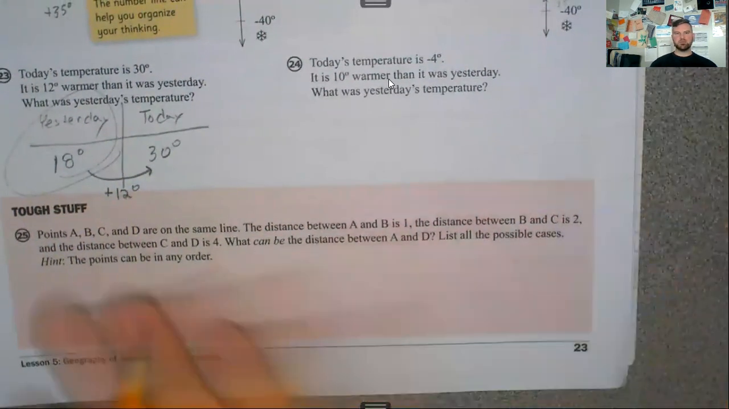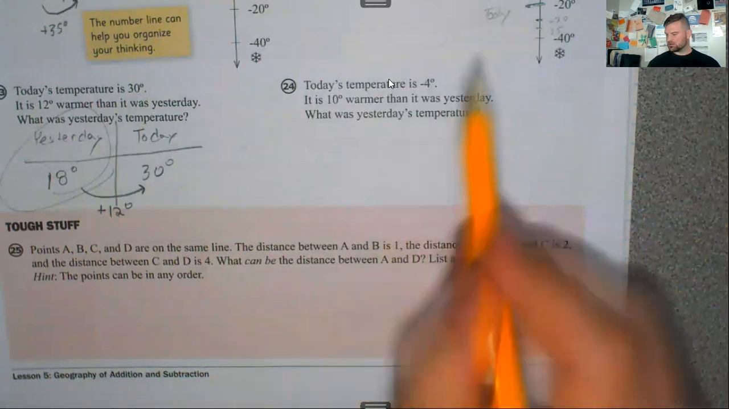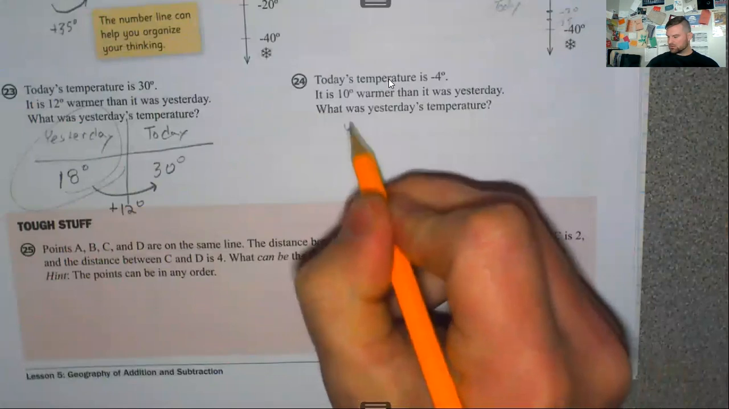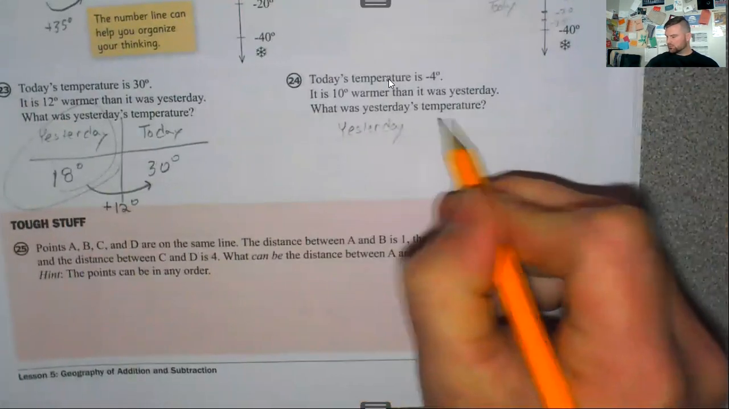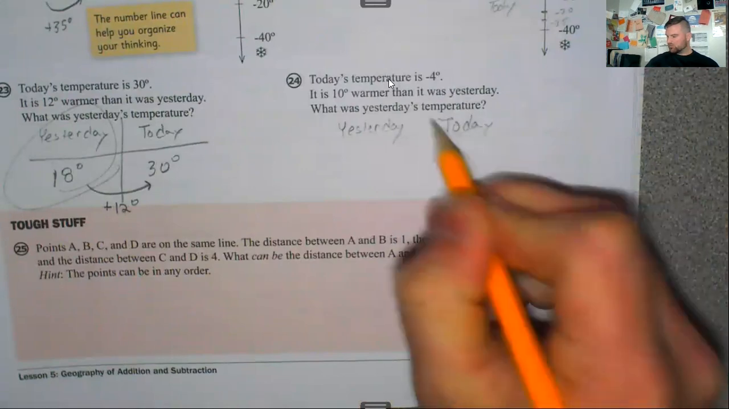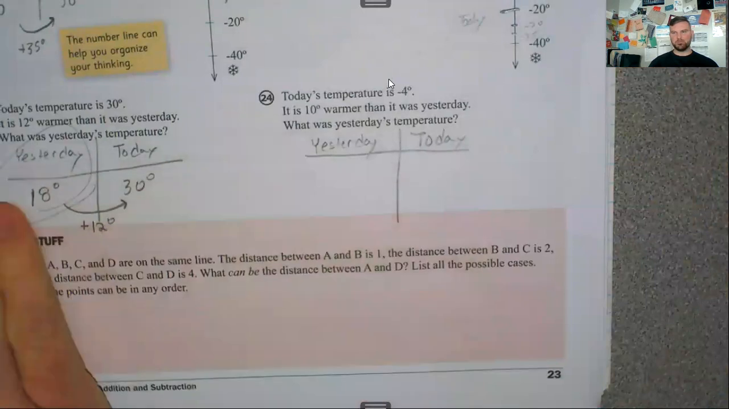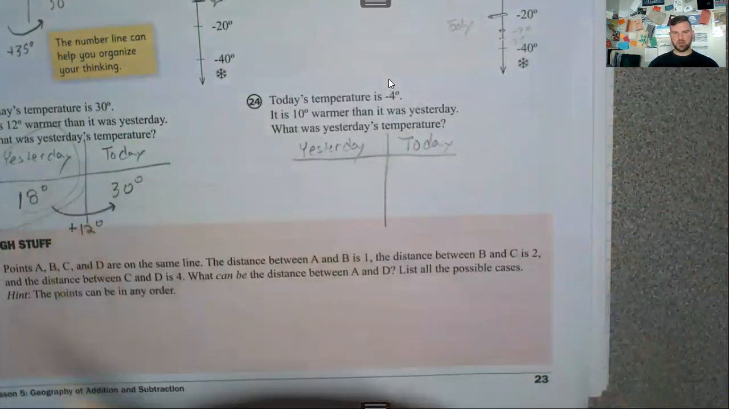Okay, today's temperature on number 24, today's temperature is -4 degrees. If it was 10 degrees warmer than it was yesterday, what was yesterday's temperature? So again, yesterday, today. When we solve word problems, I consider this a word problem. We always like to draw a picture of kind of what's going on. This table is considered my picture.